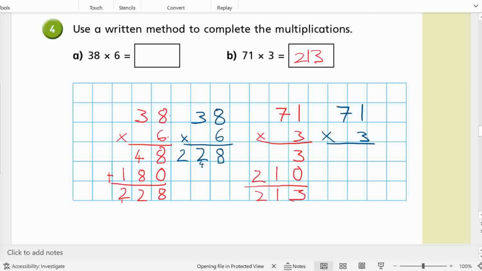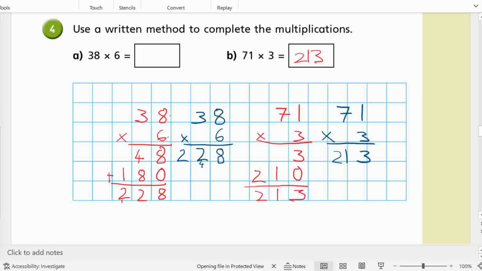Right, 3 times 1 is 3. 3 times 7. What's 3 times 7? 21. So we just put our 21 here. We've got no numbers to carry. So Danny's method is quite easy in this respect.